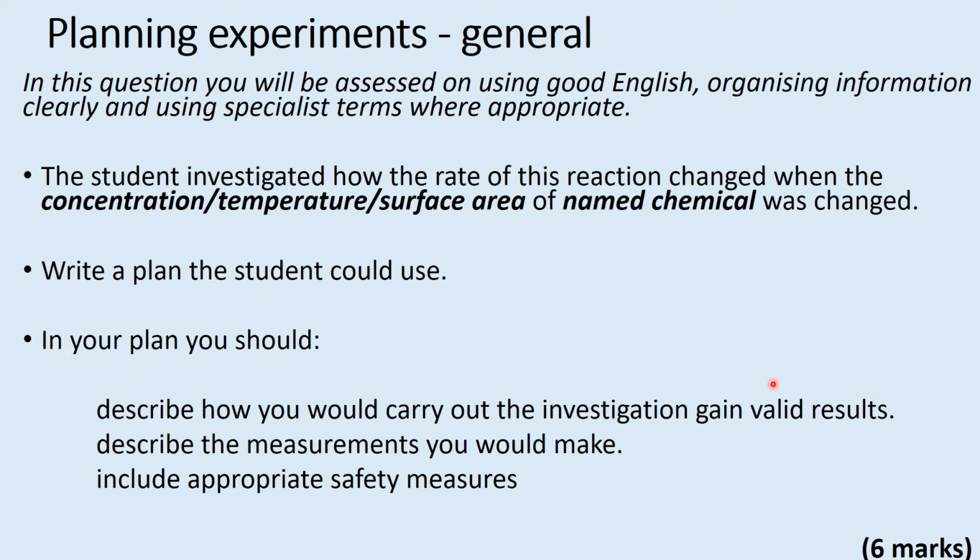This here, so valid results, like I say, you're unlikely to see fair testing anymore. Valid results is what they're going to be writing. That essentially means write down the independent variable, write down the dependent variable, write down all your control variables, and you'll get your mark for that. Describe the measurements, so make sure you're using the correct equipment, so measuring cylinders for volumes of liquids, balance for masses, gas syringe obviously measures the volume of gas, that sort of thing.